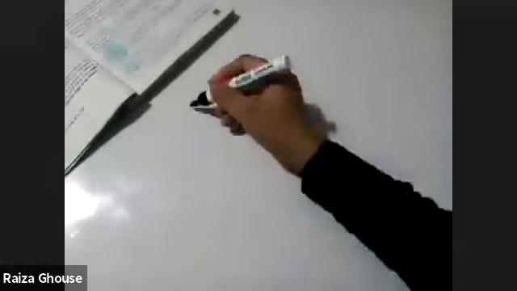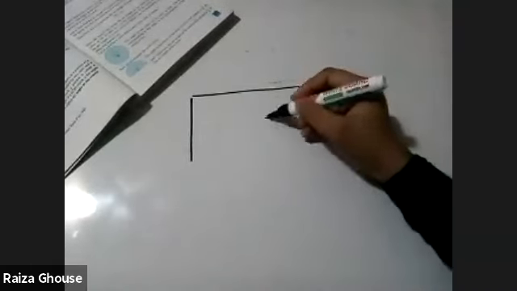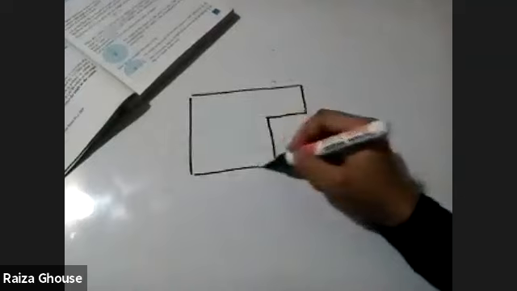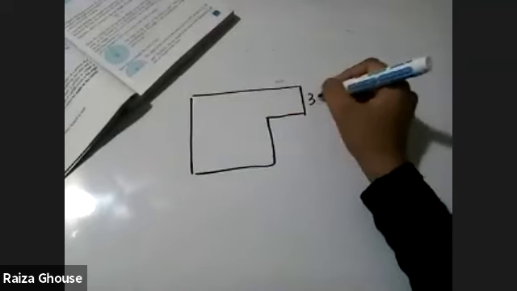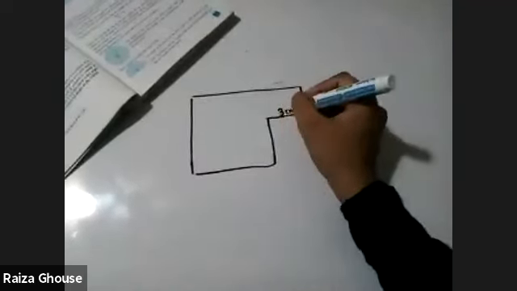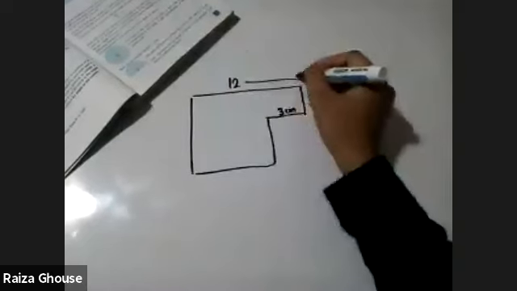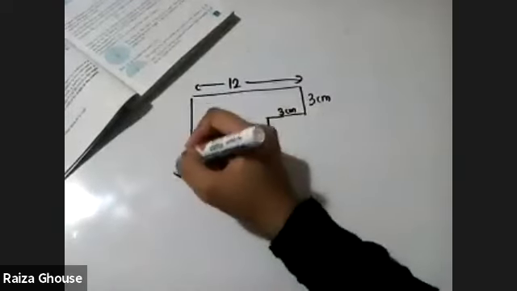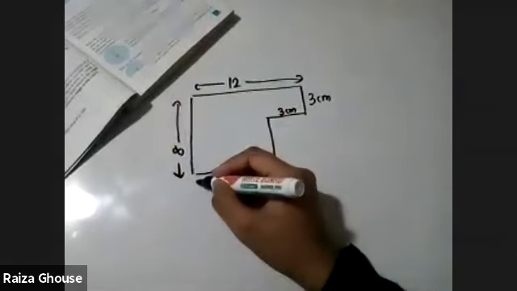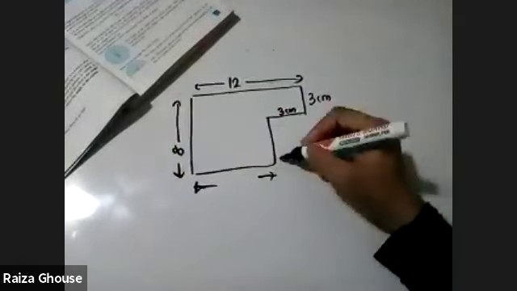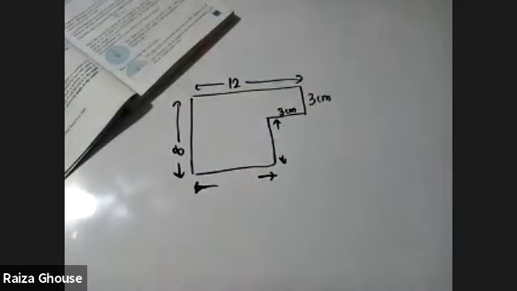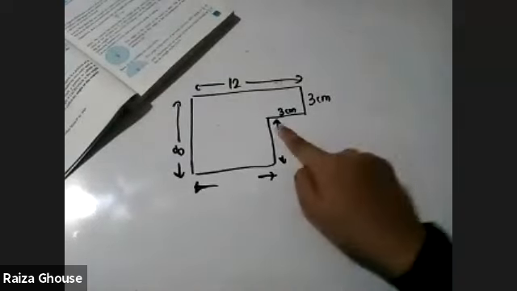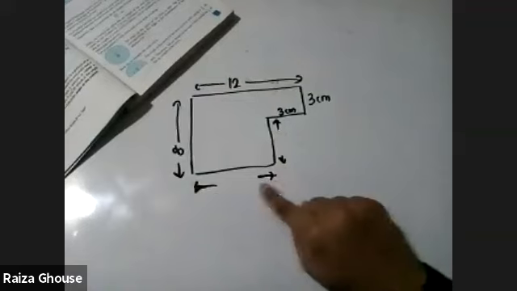Here, see. Okay, here this is 3. This is also 3. This whole thing is 12. This whole thing is 8. And this length is not given. This length is not given. Randomly, I'm going to take a student now. Aisha, unmute your mic and tell me, what will be this length?